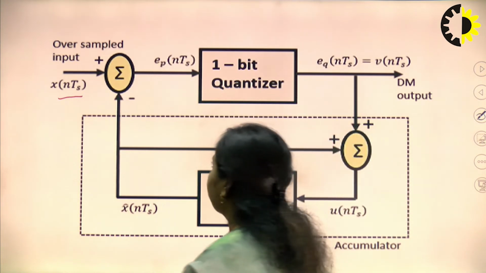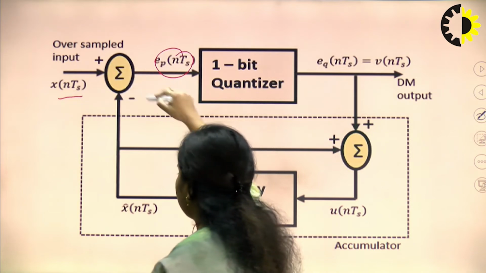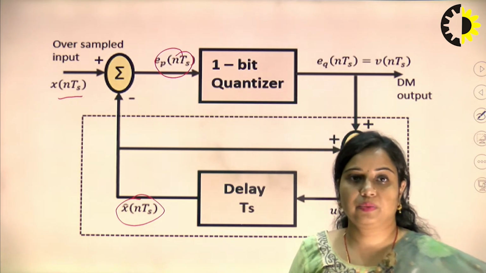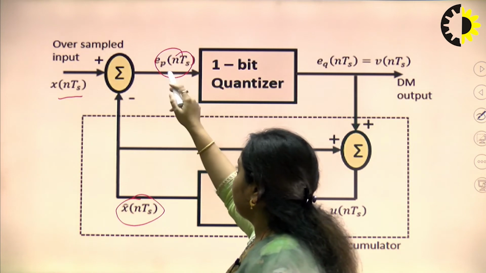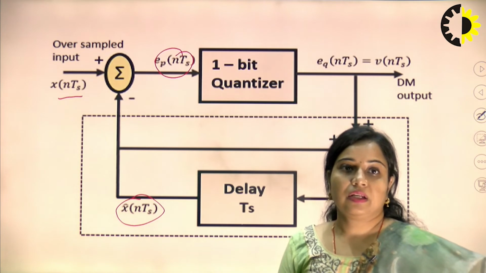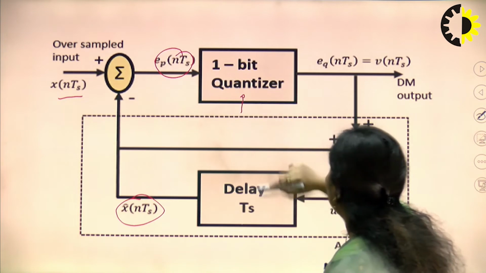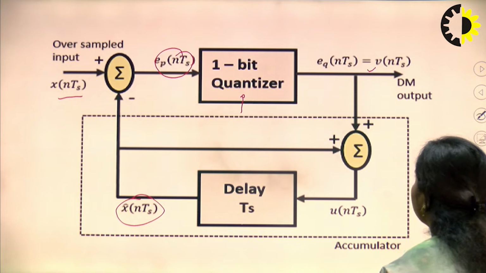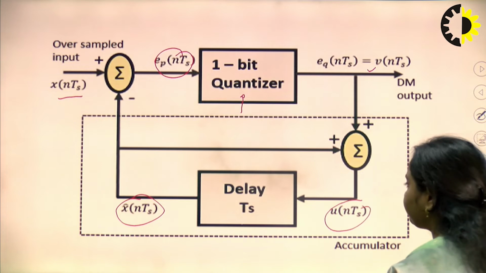Then the output of this will be an error signal, which is the difference between the input signal and the signal which is generated, which is the predicted one. That is the predicted signal. The subtraction of these two will produce an error signal whose value is given by e(nTs). Then it is applied to a 1 bit quantizer block. The output of this will be equivalent to eq(nTs), that is equivalent to v(nTs). That will make up the output of DM. Then it is applied to a delay circuit.